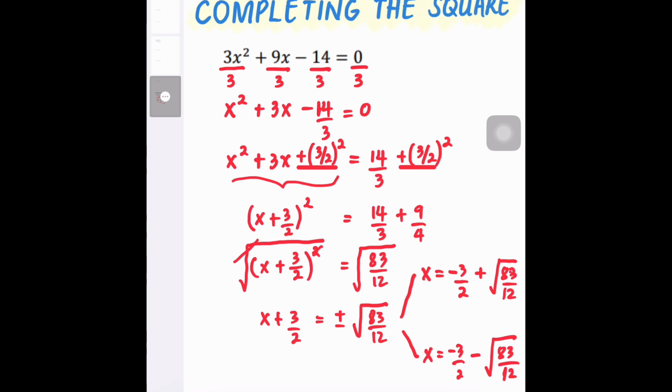If you can simplify the square root of 83 over 12, then you can go ahead and simplify. But these two right here are the solutions to the given quadratic equation.